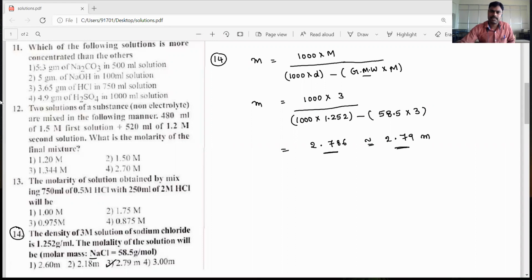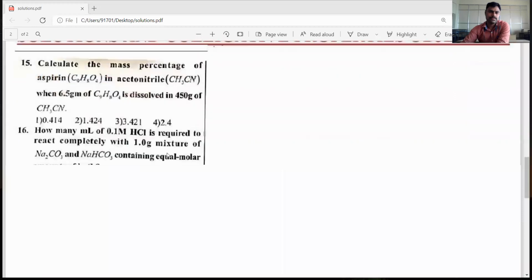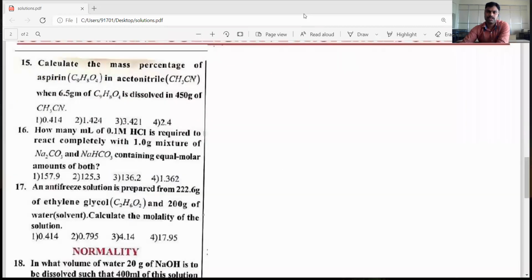Okay, so the next question, dear students, the 15th question. Let's see the 15th question. We have to find out the weight by weight percentage, mass percentage. Weight by weight percentage we need to calculate, dear students. And we know very well that formula. What is that weight by weight percentage?